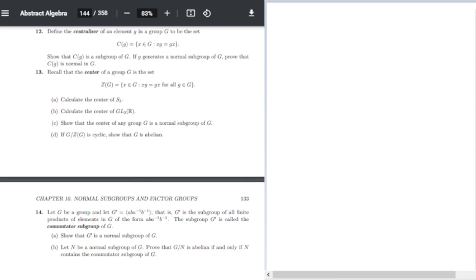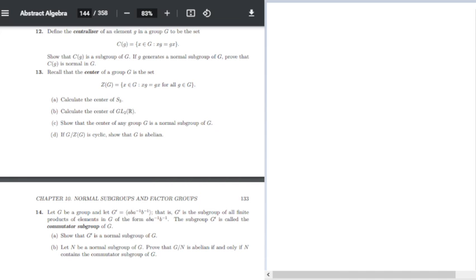Alright, recall that the center of group G is a set ZG, such that XG is equal to GX for all G in G. Calculate the center of S3. Oh gosh. Yeah, it's going to fundamentally come down to that commutativity of the center. So that's actually fairly easy to show the normal.